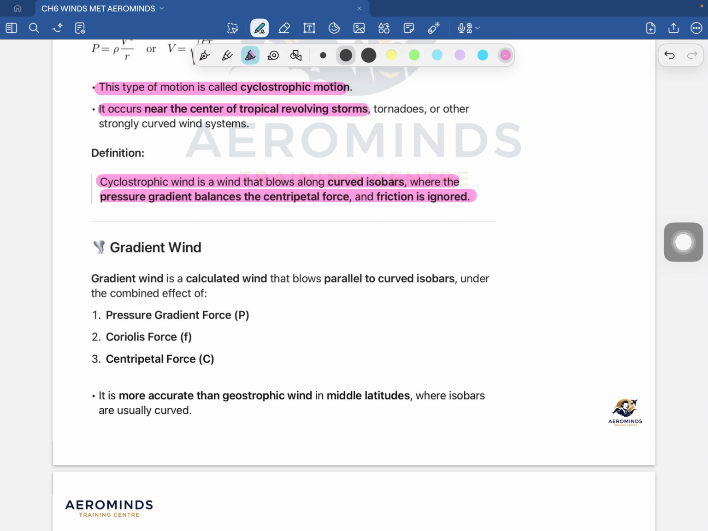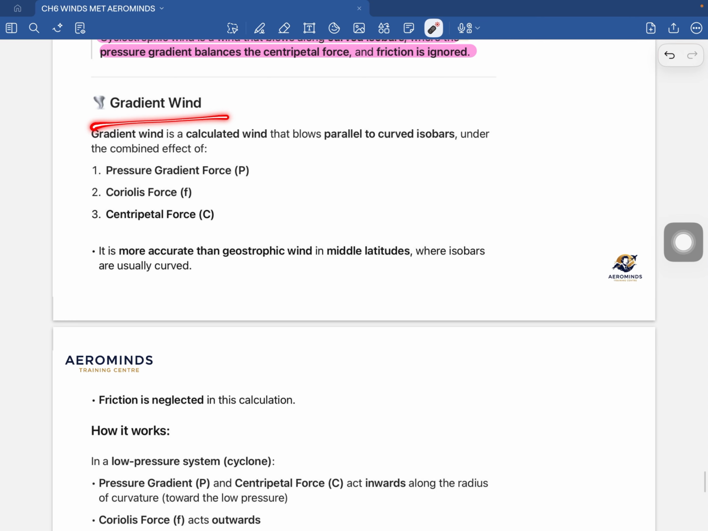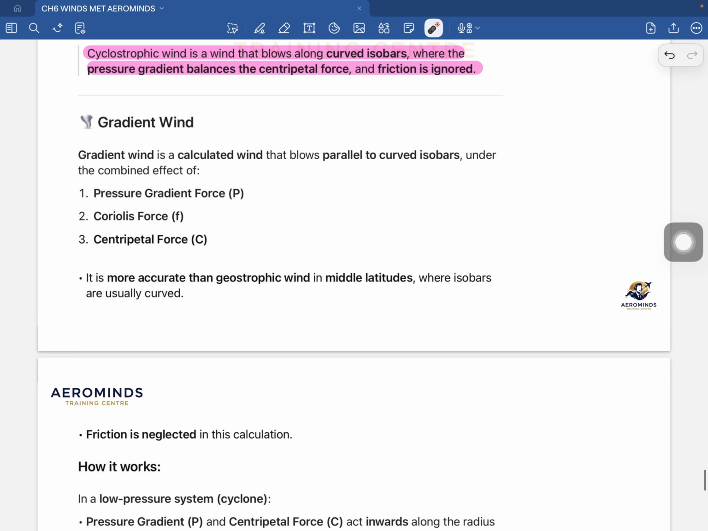Got it? Now let us move to the next and very important concept, which is gradient wind. Gradient wind is actually a correction to the geostrophic wind, which we studied, which is the balance. It makes the geostrophic wind more realistic, more accurate.